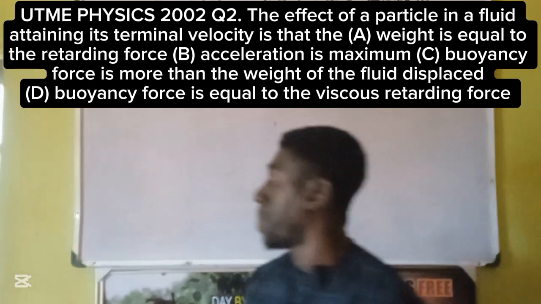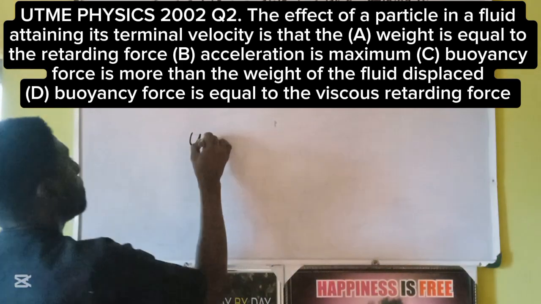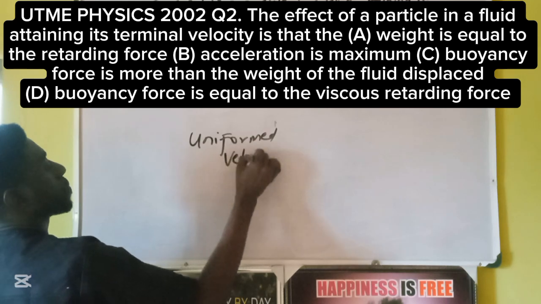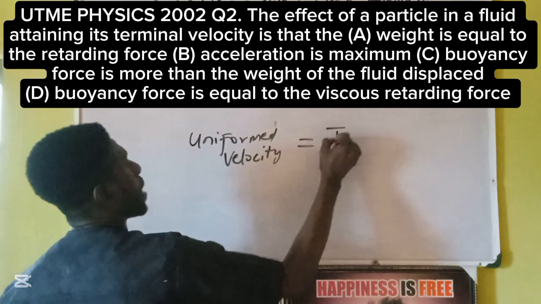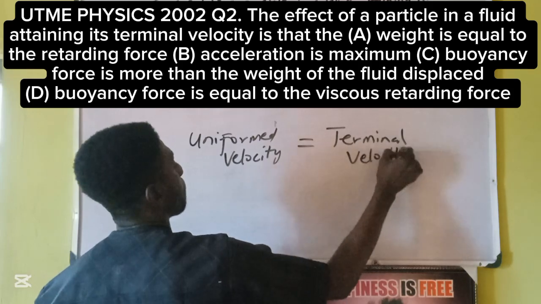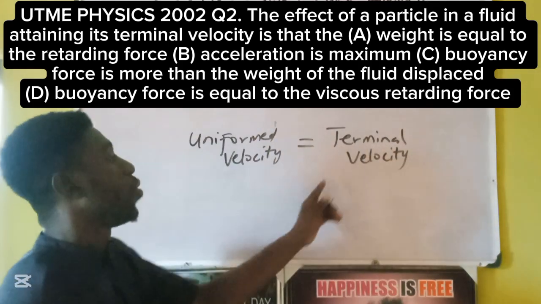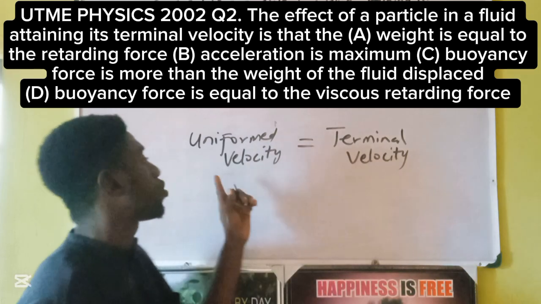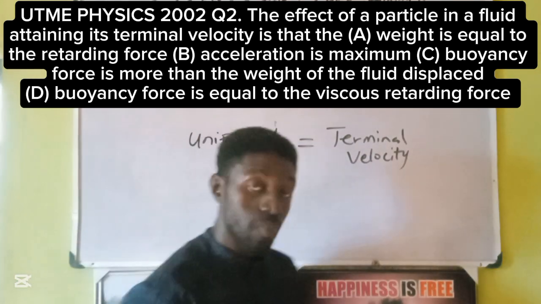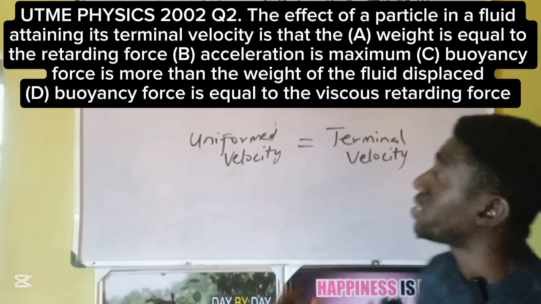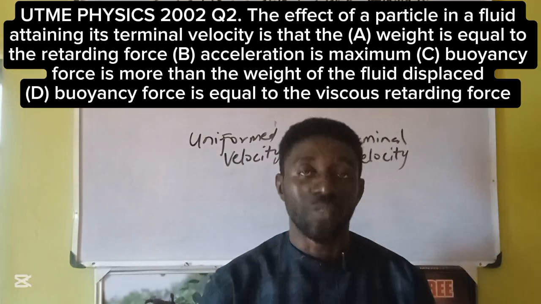What does that imply? Another name for uniform velocity is terminal velocity. This is most preferred in fluids, liquids, and gases. Why is this one most preferred in solids? They are the same idea. Okay, let's go to fluid because our question is centered on terminal velocity.